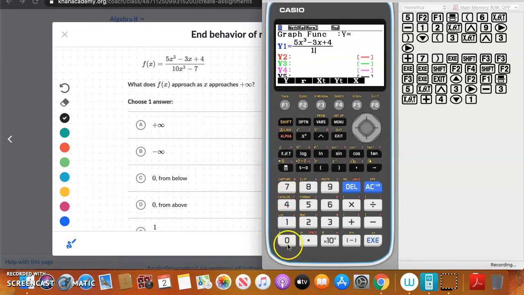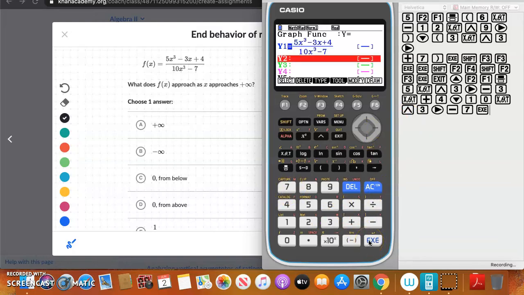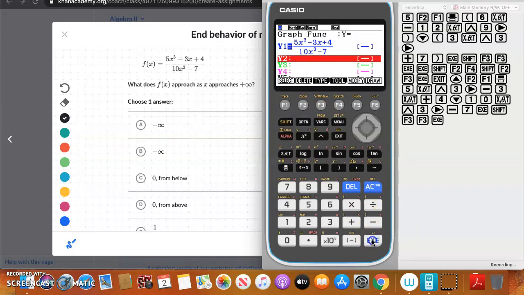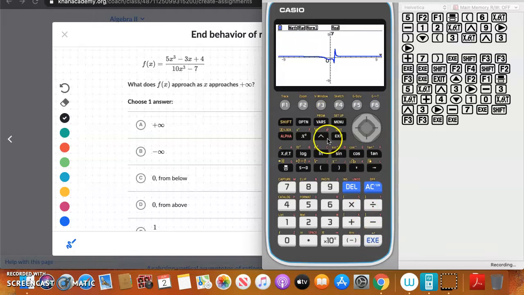Okay? 10x cubed minus 7. Like that. All right? So there's my function. And now again, I'm just going to make sure it's on standard viewing window, and I'm going to take a look. Now, can you see this? And I'll actually zoom in a little bit so you can see a little better. So Shift, zoom in, enter.